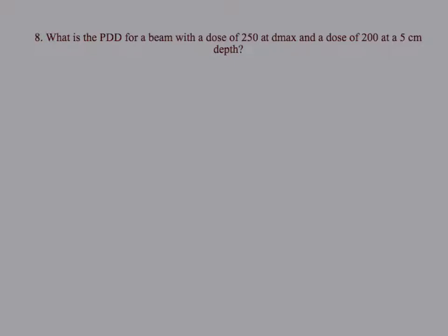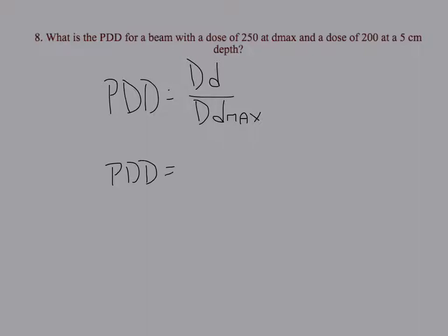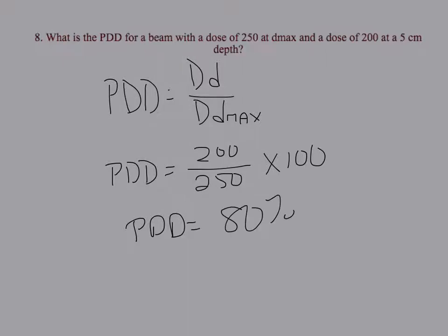Number 8, what is the percentage depth dose for a beam with a dose of 250 at Dmax and a dose of 200 at a 5 cm depth? Formula, percentage depth dose. The dose at a depth divided by the dose at Dmax. So percentage depth dose for this guy would be 200, because that's my dose at 5 cm, divided by 250. So your percentage depth dose, and always multiply that by 100 since you're giving it in percentage, is 80%.